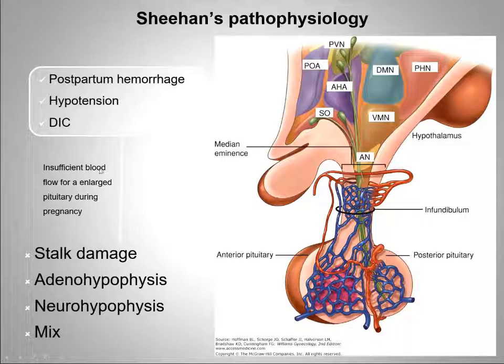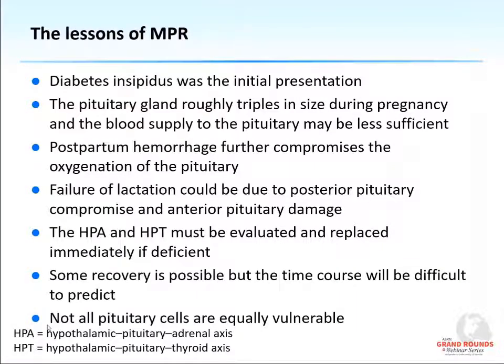And when there's insufficient blood flow for an enlarged pituitary during pregnancy, one has to suspect stalk damage or direct damage to the adenohypophysis, the anterior pituitary, or the neurohypophysis, the posterior pituitary, and of course you could always have a mix. So the lessons of this particular patient are that she presented with diabetes insipidus.